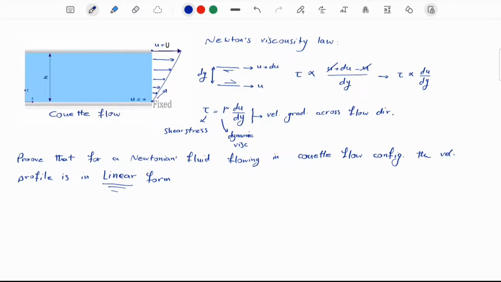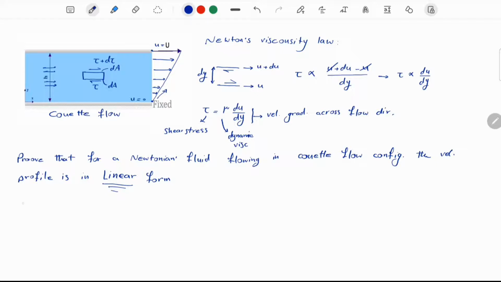For this purpose, first, let's consider an infinitesimal element inside the flow field, okay? Assuming the shear stress imposed at the lower surface is tau, and the shear stress imposed at the upper surface is tau plus d tau, okay? And the area parallel to flow direction, this is flow direction, is dA at both top and bottom surfaces, okay?